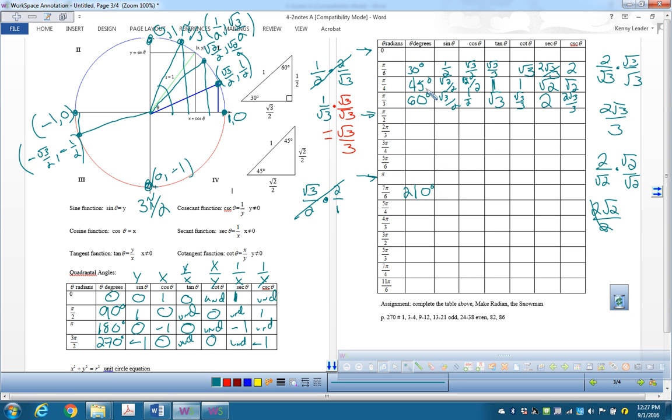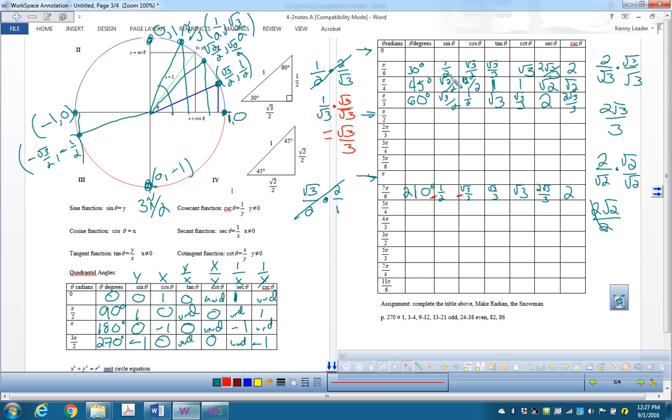So let's just do this row. All I have to do is look up here. It's the same numbers that are here. So this is 1/2, root of 3 over 2, root of 3 over 3, root of 3, 2 root of 3 over 3, and 2. Now I have to figure out what the signs are, positive or negative. Okay? So in the third quadrant, x and y are both what? Negative. Okay? So you go negative, right?